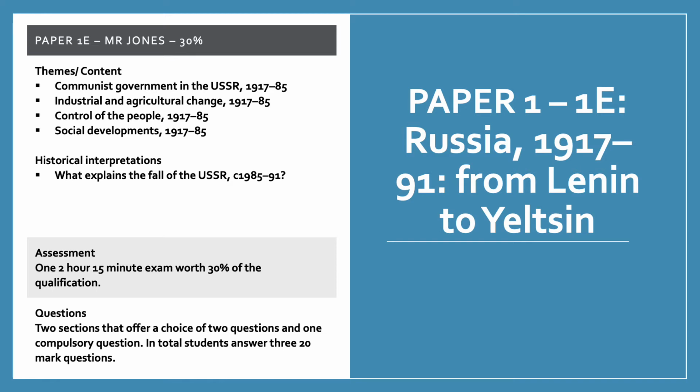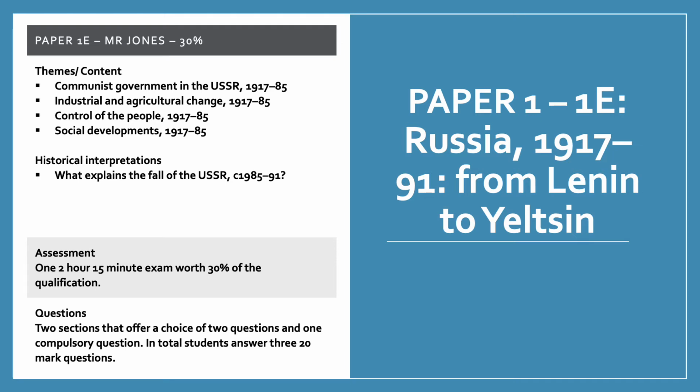Looking at the different papers, we have paper 1, we go down route E now for our A-level qualification. So we're looking at Russia 1917 to 91, so it's a breadth period study from Lenin to Yeltsin. So looking at the communist government in Russia or the USSR from 1917 to 85, industrial and agricultural change, control of the people and social developments throughout that entire period.